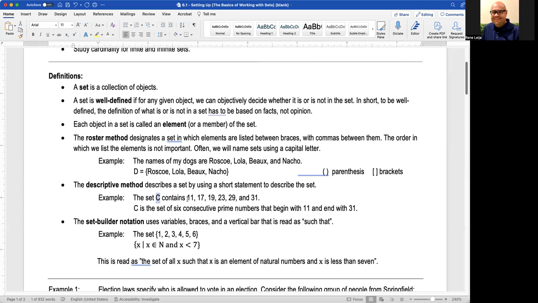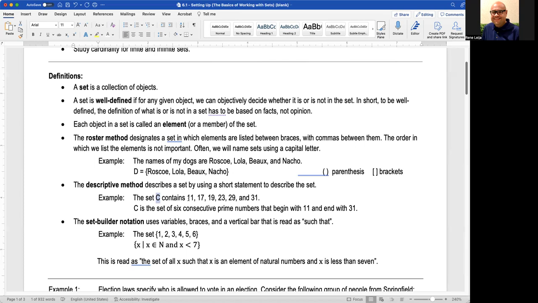So the larger set would be counting numbers: 1, 2, 3, 4, 5, 6, 7, 8, 9, just how you learn to count. It started at 1 and you just went all the way up. Well, we can pull a set from within that set of counting numbers, and this is the example that I chose. C is a set of six consecutive prime numbers that begin with 11 and end with 31. So I was very specific about the types of numbers that I chose and where they started and where they ended.